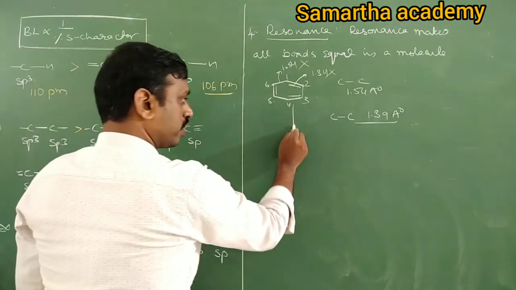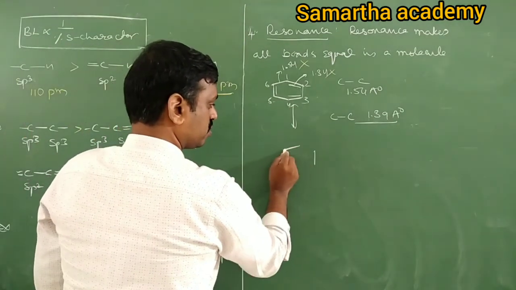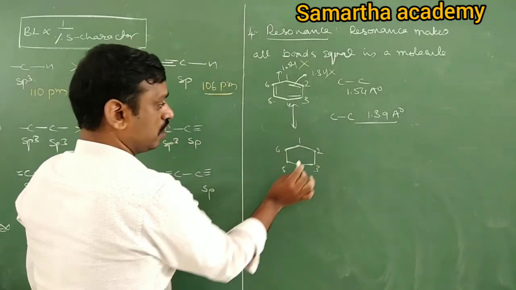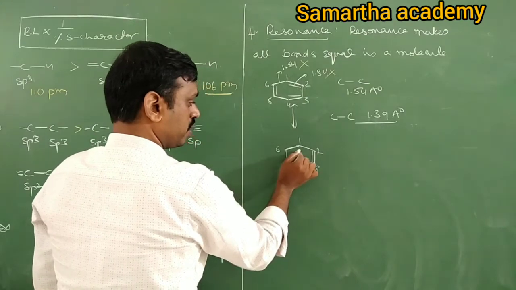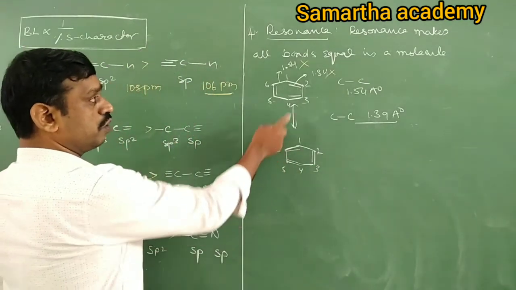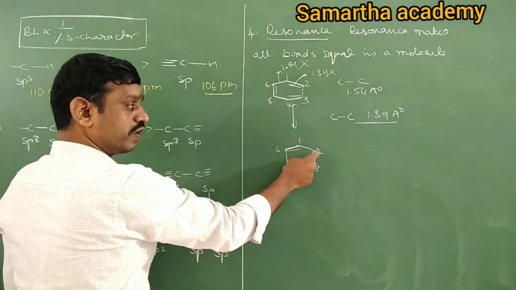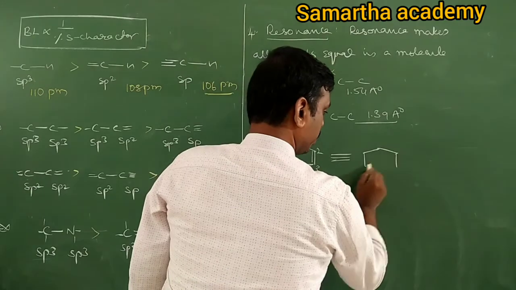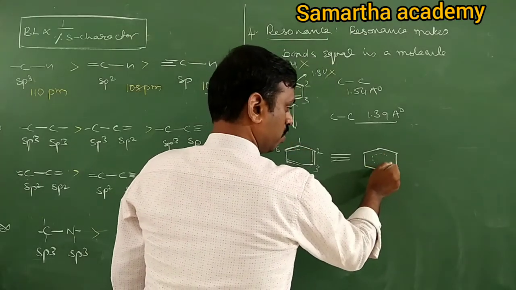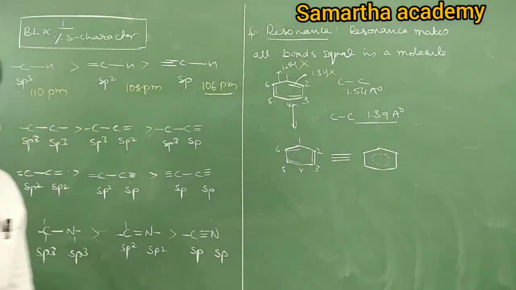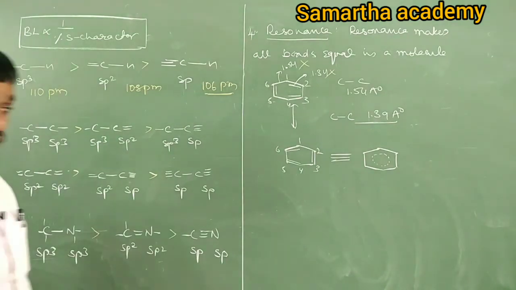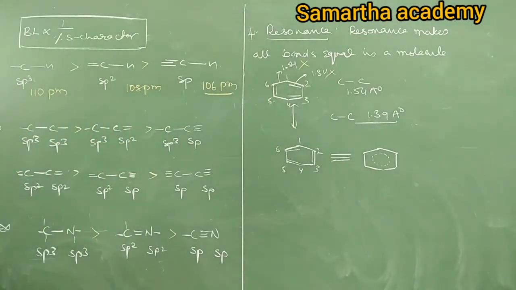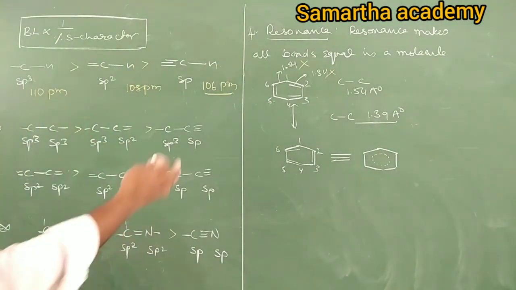Why? This molecule can have another resonance structure. Carbons 1, 2, 3, 4, 5, 6. This double bond may come here, it may come here, it may come here. Sometimes there is a double bond between 1 and 2, sometimes a single bond between 1 and 2. So therefore we write the resonance hybrid. What is the resonance hybrid? The double bond rotates between all the carbon atoms. So therefore, due to the resonance hybrid, all the bond lengths are equal. This is the fourth factor. Take down.